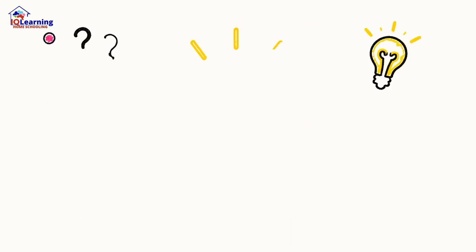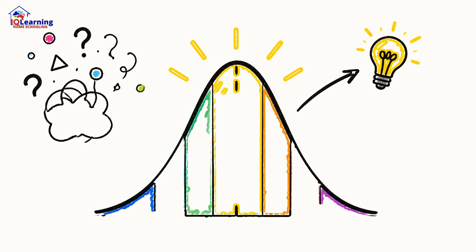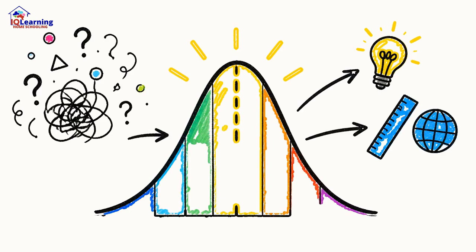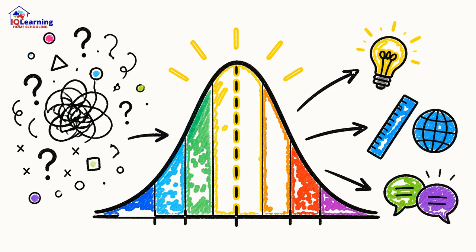The bell curve isn't just a shape, it's a predictable pattern in a random world, a rule of thumb for quick estimates, and a standardized language to compare the incomparable.